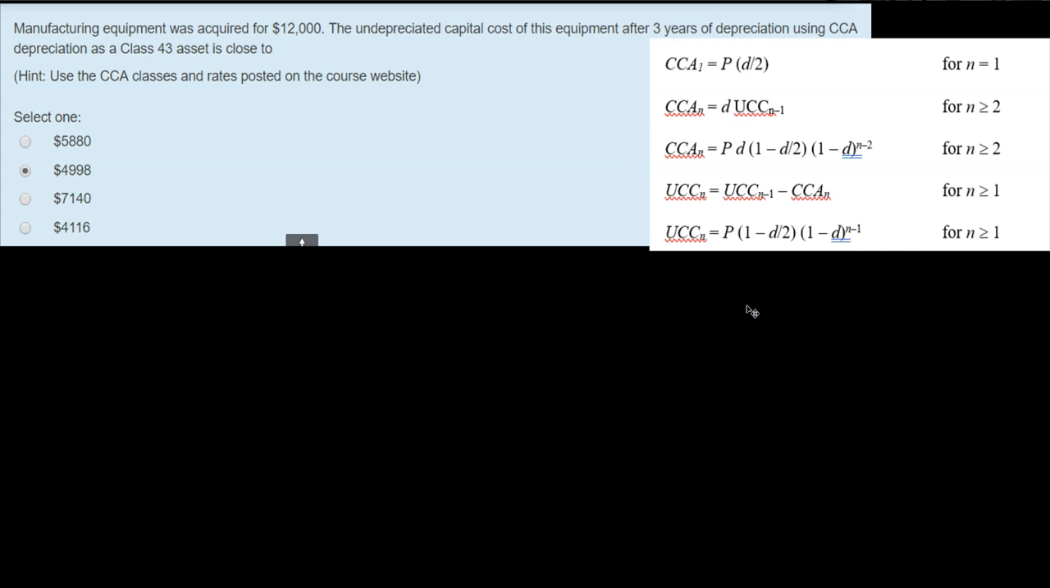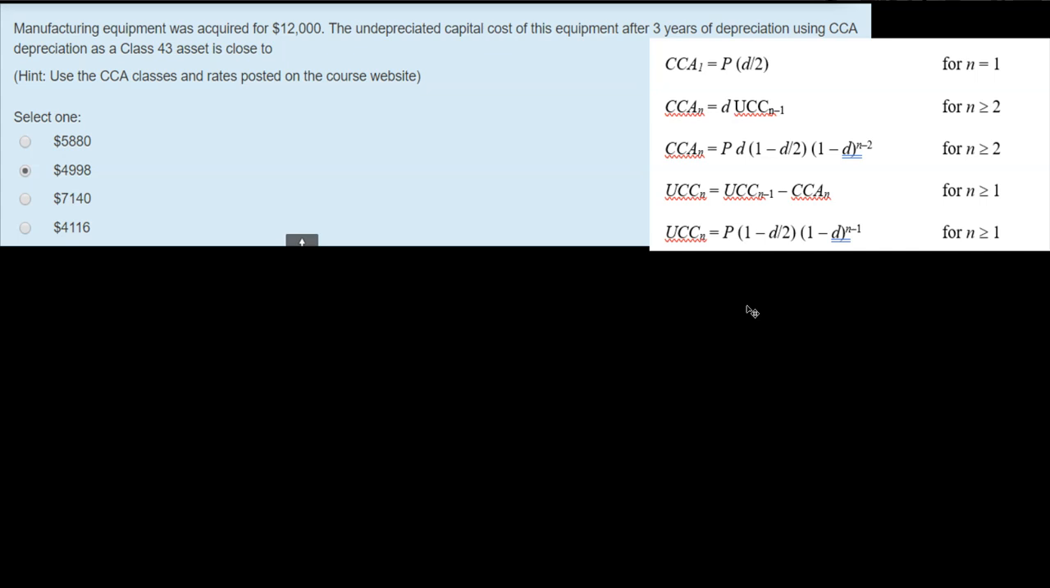Today I want to go over a topic on capital cost allowance. Now this topic is relevant to the Canadian income tax code. I'm not sure if it's the same for other countries. Maybe similar for the States, but I'm not sure. So what is capital cost allowance?